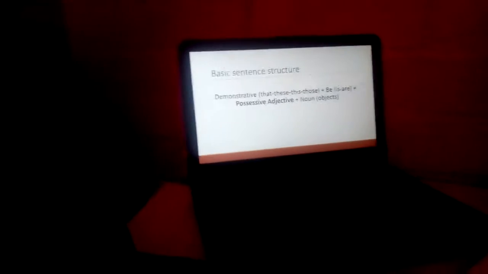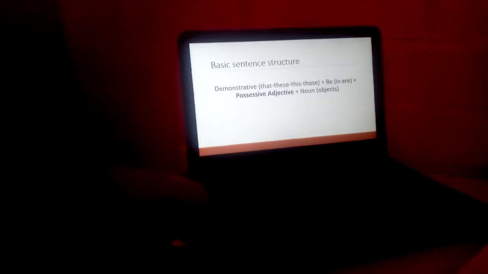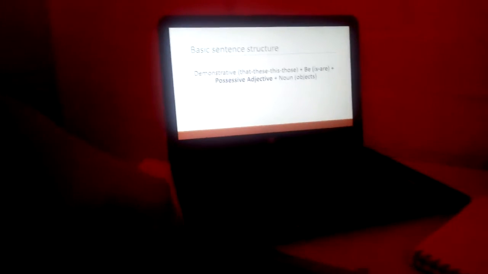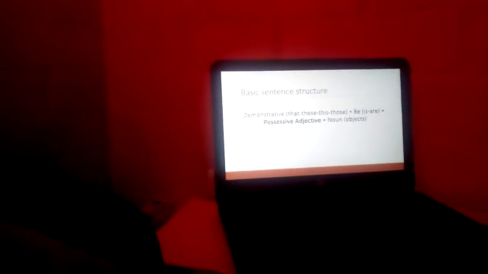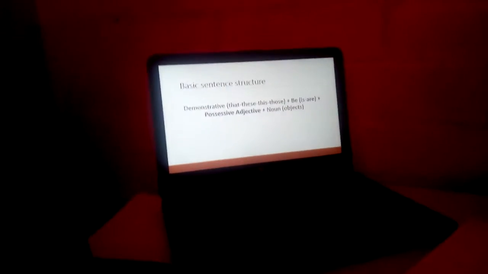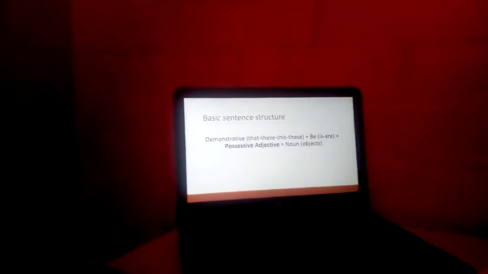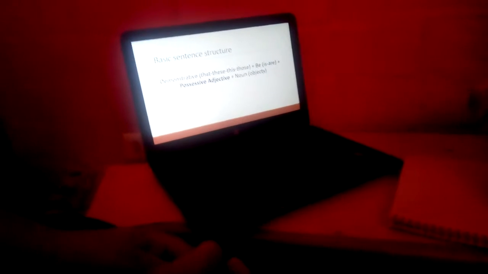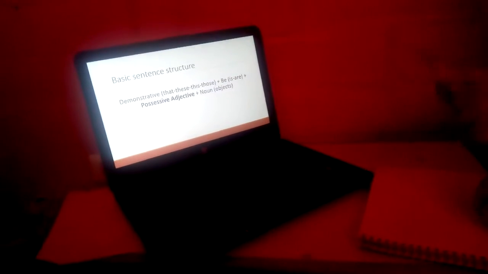You start with a demonstrative, such as this, these, those, and that. The verb be, is or are. The possessive adjective, so you saw them: my, her, his, its, your, and so on. And finally, you include a noun, so an object. For example, a sample sentence would be like, this is my chair, that is his dog, and so on. Do you understand?